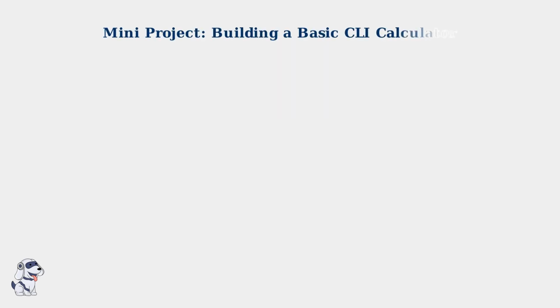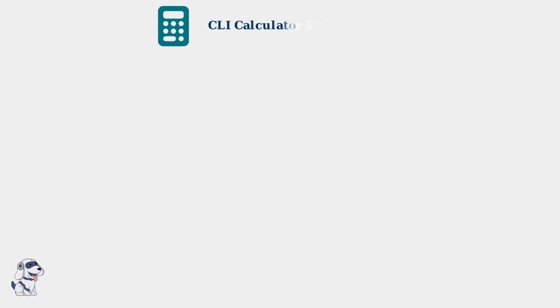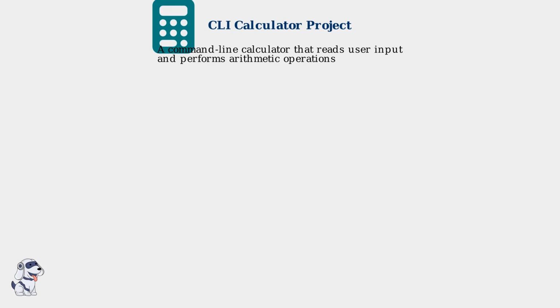Now we're going to build a practical project that brings together everything we've learned about Dart. We'll create a command line interface calculator that can perform basic arithmetic operations. Our calculator will be a command line application that prompts users for numbers and operations, then displays the results. This project will demonstrate how Dart can interact with the console and handle user input.